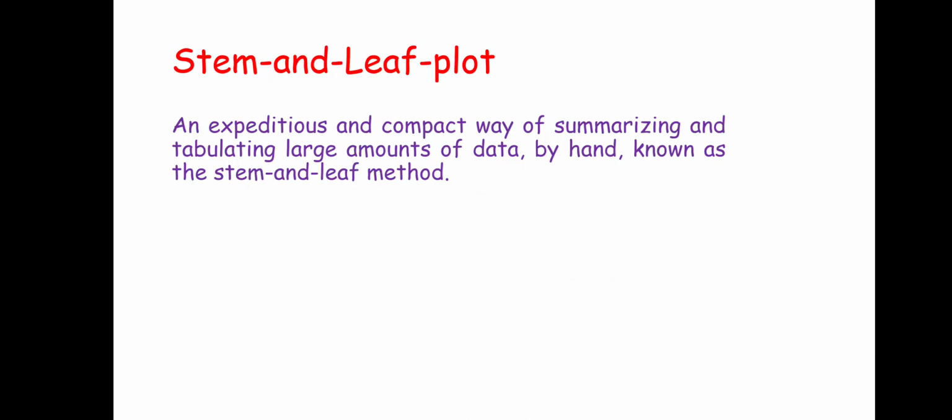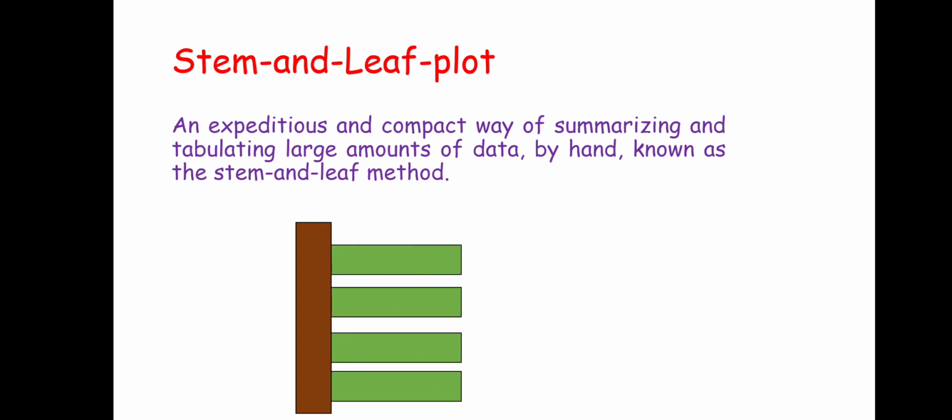Next, lastly, we shall talk about the stem and leaf plot. An expeditious and compact way of summarizing and tabulating large amounts of data by hand is known as the stem and leaf method. So basically, first of all we'll have a stem and we'll have a leaf. What are the stem and what are the leaf can be best illustrated with the help of an example. Suppose we have got a raw data.